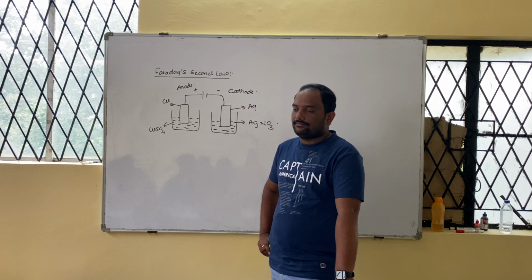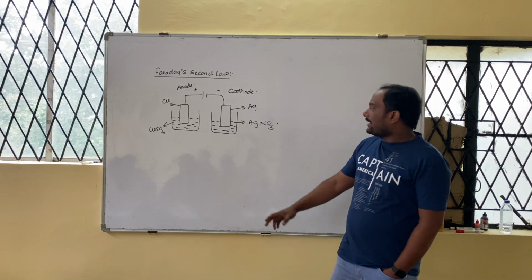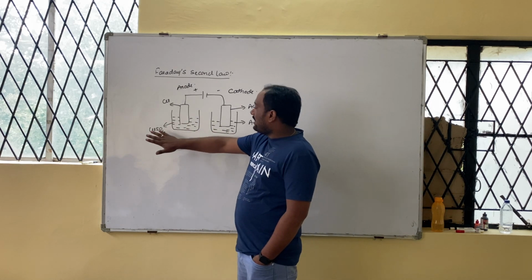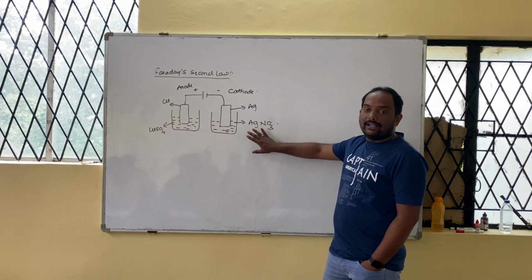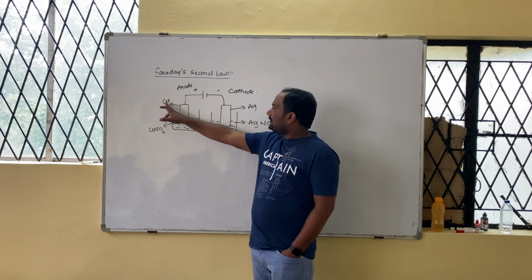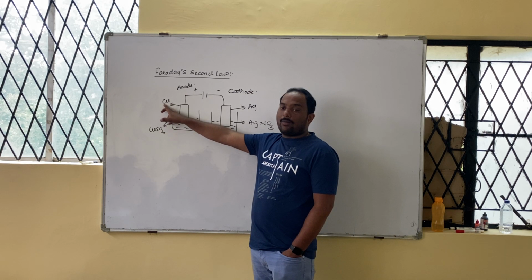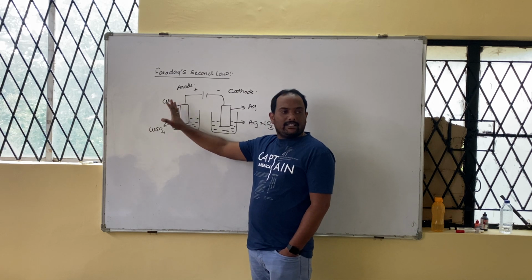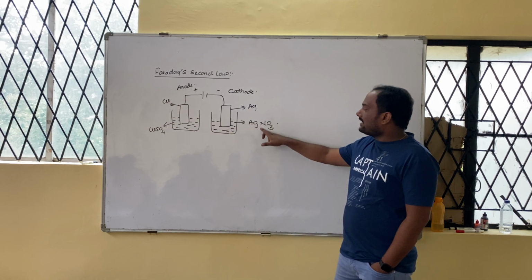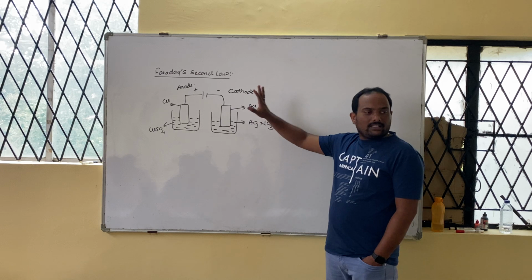Look on the board. Here we have taken two electrolytic solutions. One electrolytic solution contains copper sulfate, another contains silver nitrate. For copper sulfate, which electrode have we taken? Copper electrode. What is common? Copper is common, so the reaction will definitely take place. What is common between Ag and AgNO3? Silver is common, so the reaction will take place.